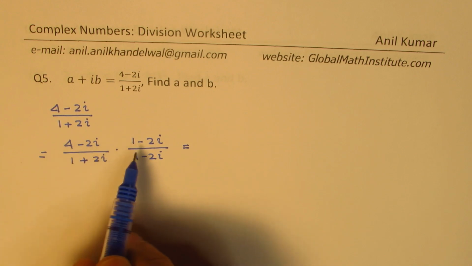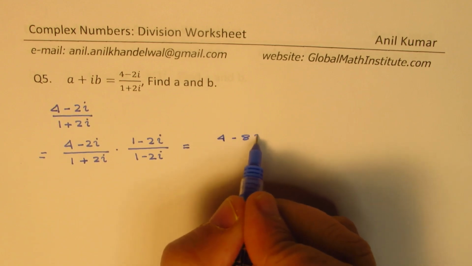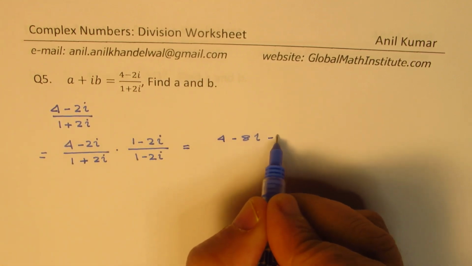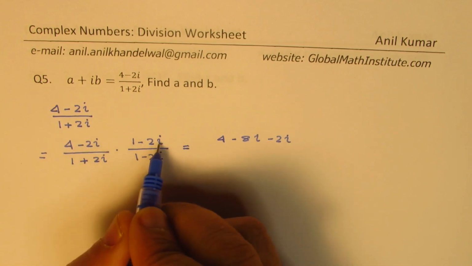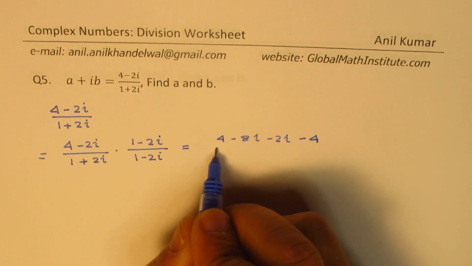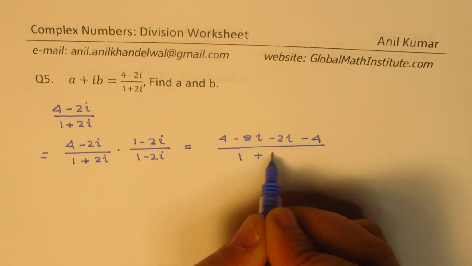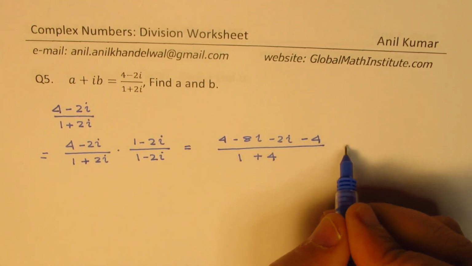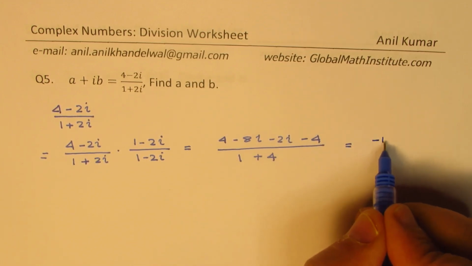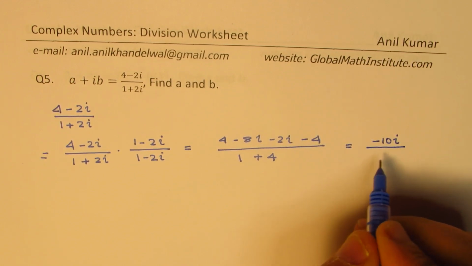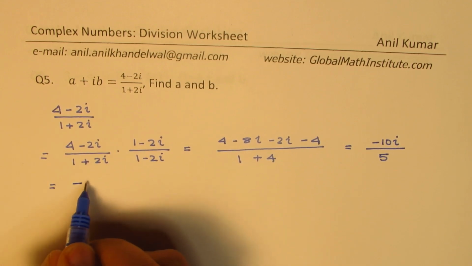So let's multiply the numerators. You get 4 times 1 as 4 minus 8i, and with minus 2i we get minus 2i, and that becomes 4. Minus minus is positive, but i squared is negative, so we get minus 4 here. The denominator will be 1 square plus 2 squares, which is 5. Correct? Now that can be written as 4 minus 4 is 0, and we get minus 10i over 5. And this can be written as minus 2i.